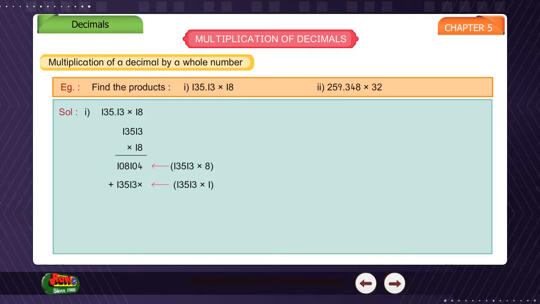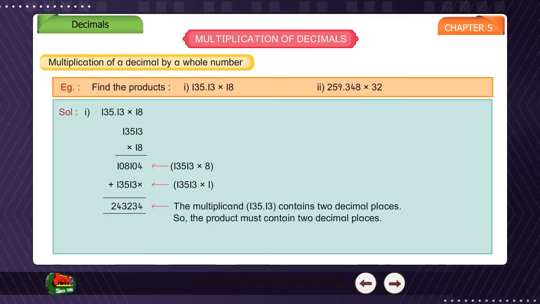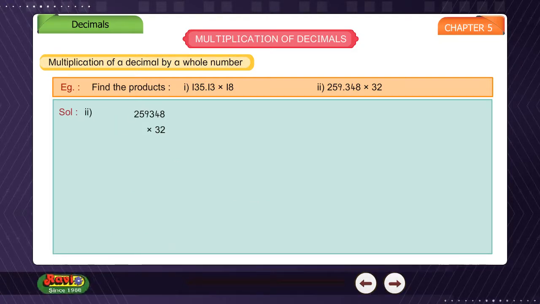13,513 into 1 is 1,35,130. Adding, we get 2,43,234. The multiplicand 135.13 contains 2 decimal places. So, the product must contain 2 decimal places. Thus, 135.13 into 18 is equal to 2432.34.